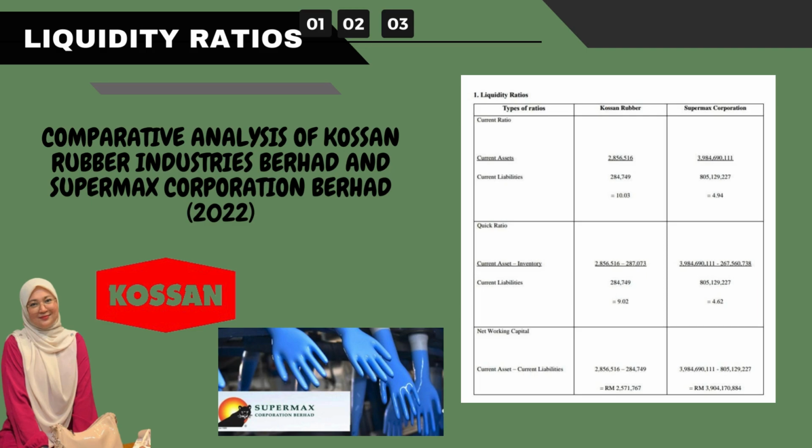Next is net working capital. Supermax Corporation has a high net working capital of 3,904,170,884 ringgit compared to Kosan Rubber Company, which amounts to 257,1767 ringgit. Hence, it is likely that Supermax Corporation has more underutilization of current assets with optimal efficiency.